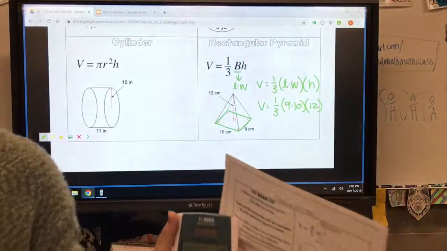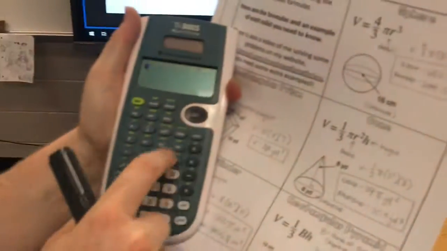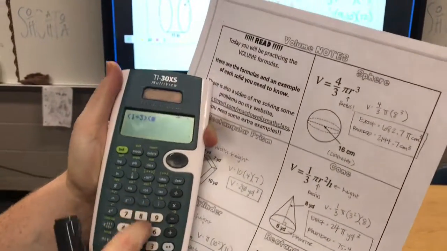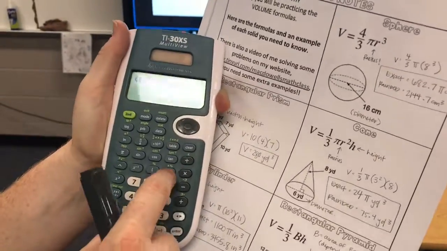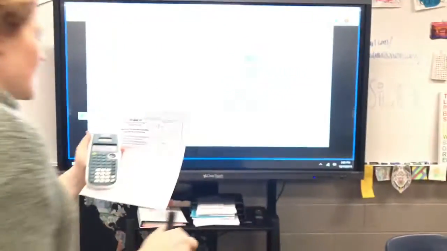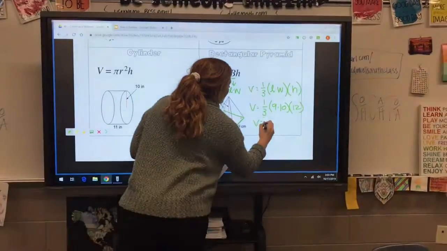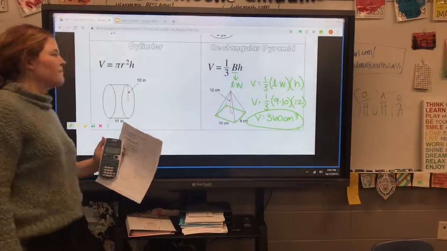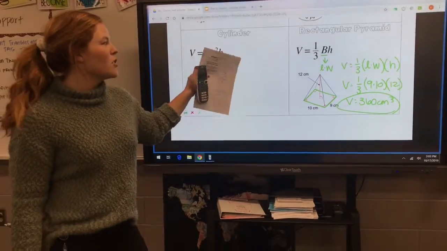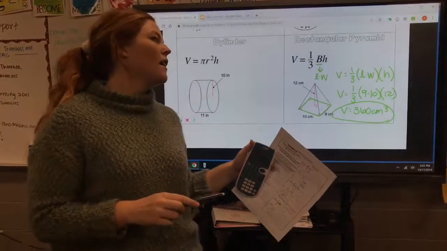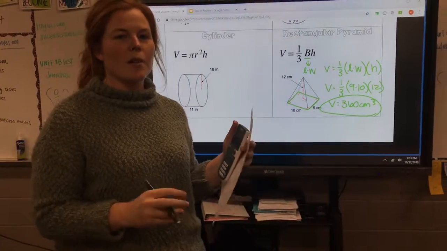This time there's not a pi in the equation, so we're just going to give one answer. 1 divided by 3, that's my 1/3, times 9 times 10 times 12, which gives me 360 centimeters cubed. The big B would change based off of the base of the pyramid, but we're going to stick with rectangular pyramids for now.